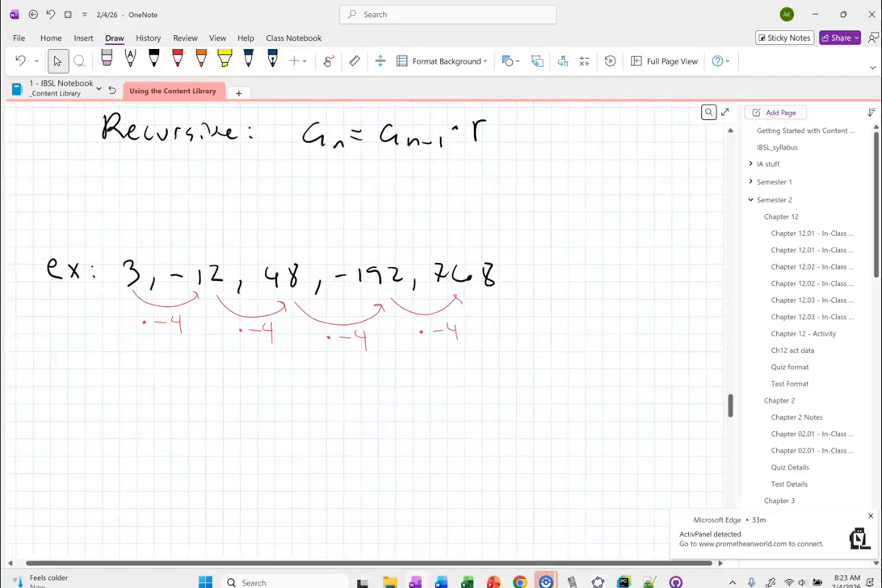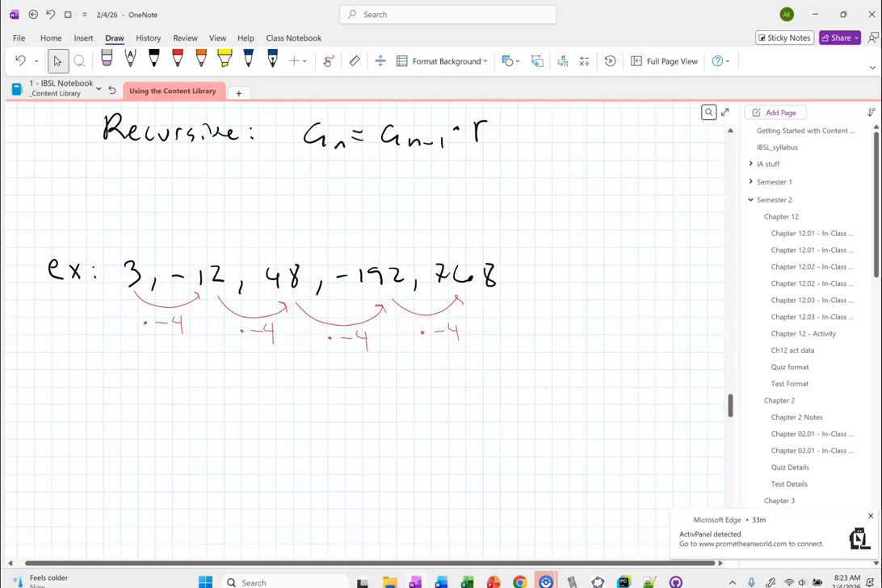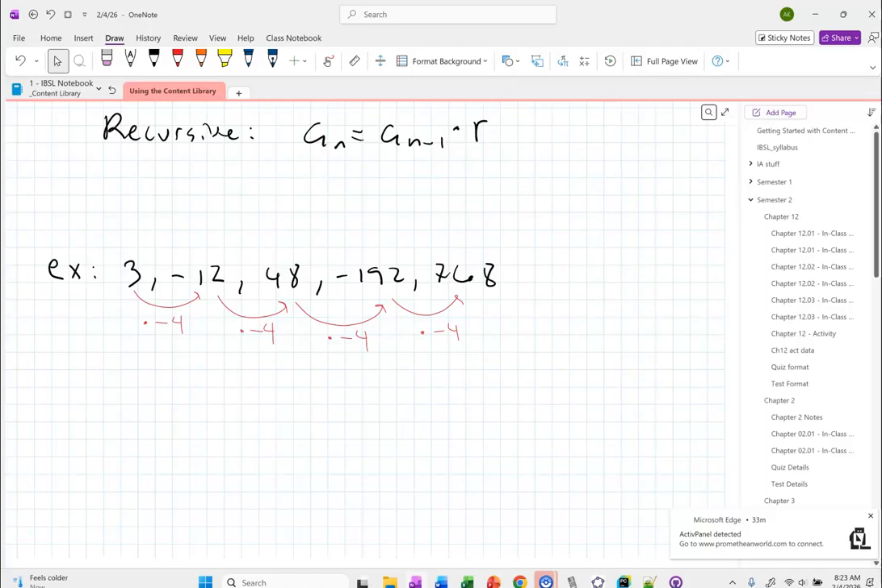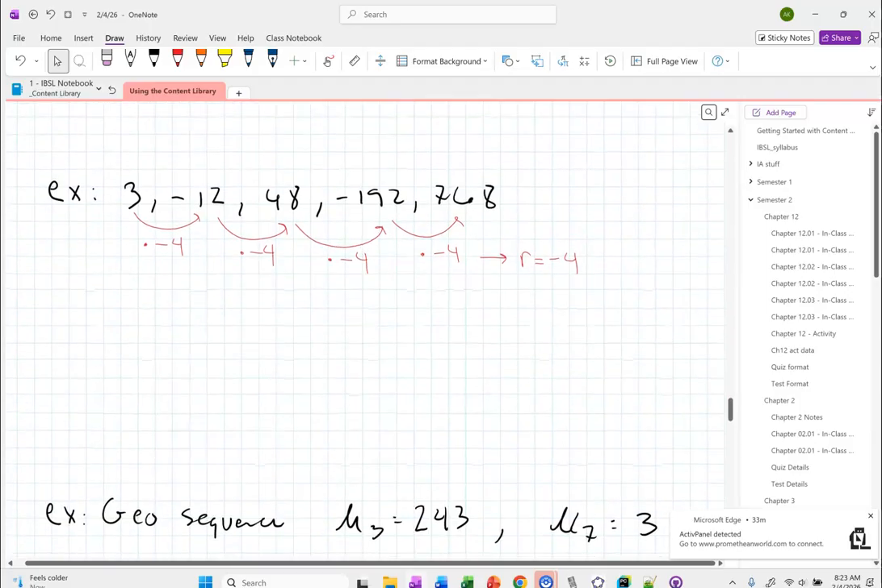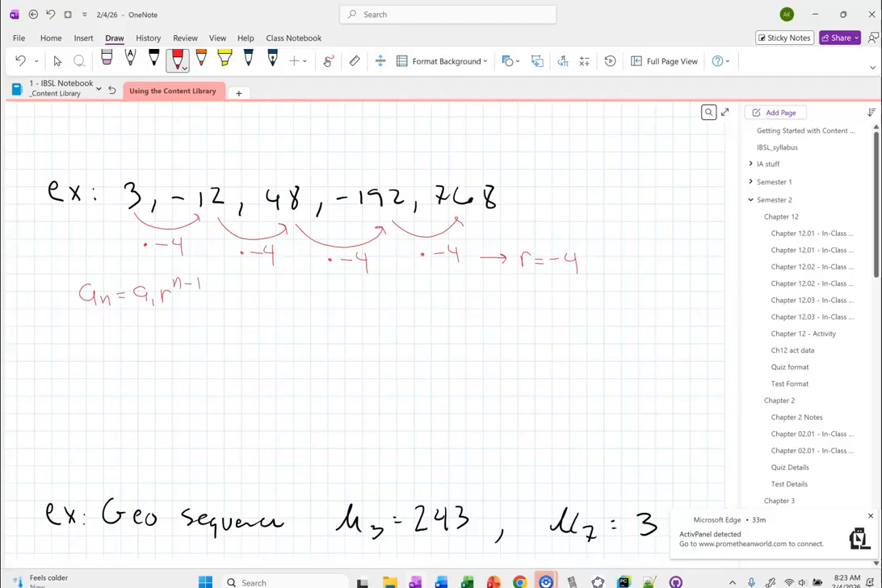Okay. So what have I just found here? Two things. I know it's geometric, and negative 4 is equal to r. So if I want the explicit formula, that's this one. So my first term is 3. My r is negative 4. And then there's that. Done. Woo!